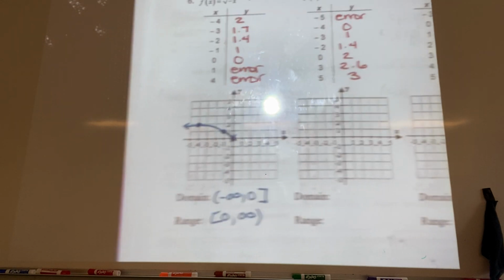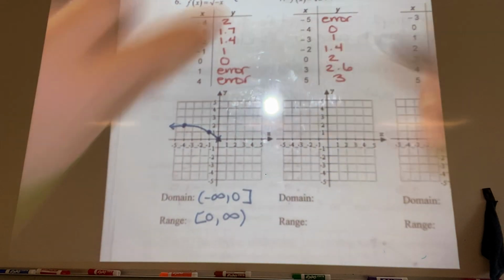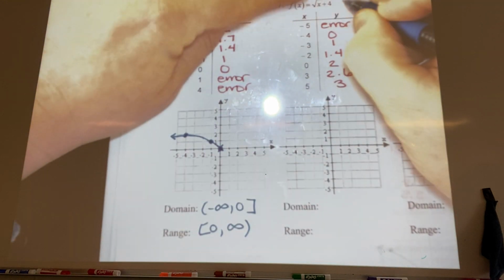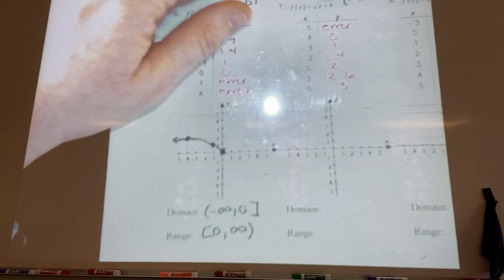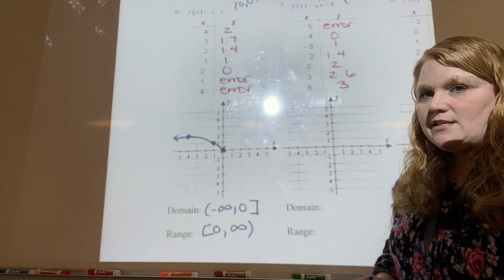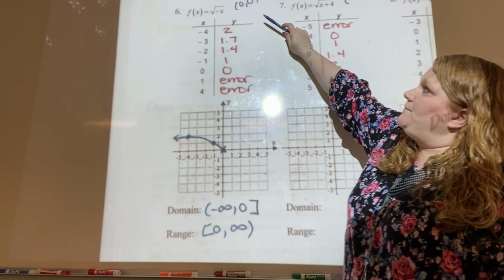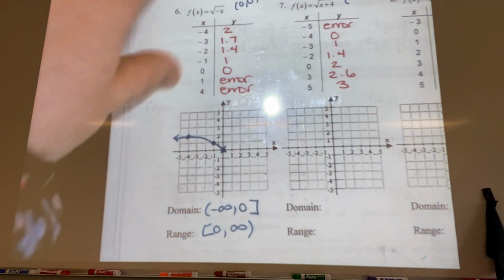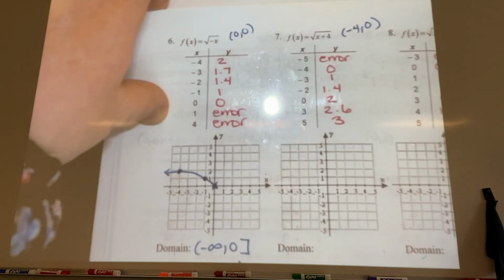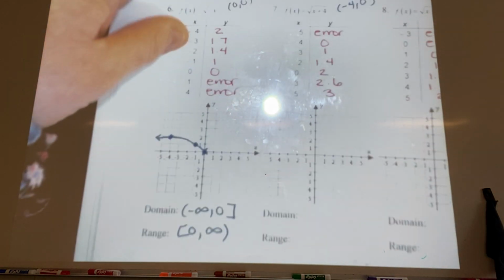All right, so if you look at number 7, my pivot point would be -4, 0. So let's talk about that. All right, whatever is under the radical, you do the opposite of what it is. It's because you're looking for the root.